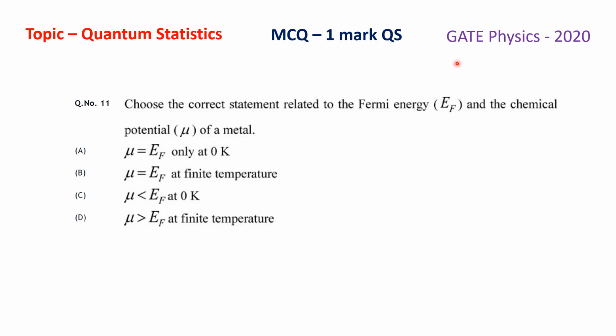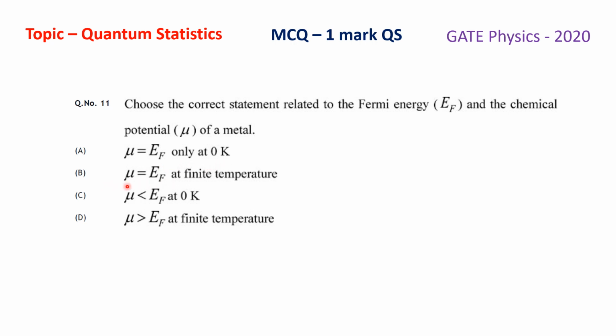This question was asked in the GATE Physics paper 2020. This is an MCQ type question having 1 mark. This question is from the topic quantum statistics. The question is, choose the correct statement related to the Fermi energy EF and the chemical potential mu of a metal. Option A is mu equals to EF only at 0 Kelvin.